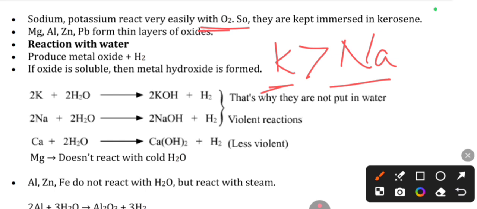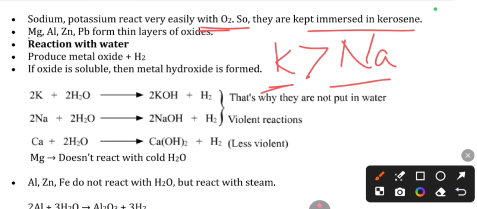That's why we have to keep it immersed in kerosene oil, because if it comes in contact with oxygen and water, it will react very easily. So we have to prevent them from reacting, and we have to keep this in kerosene. So we can keep it safely in kerosene oil only.